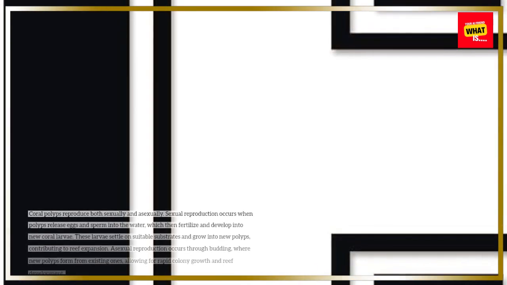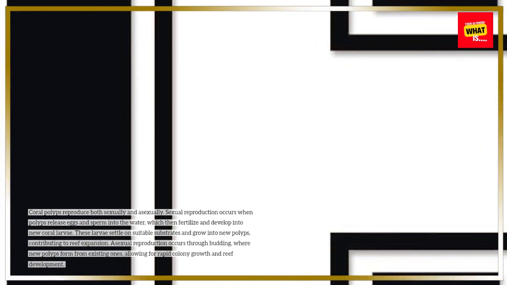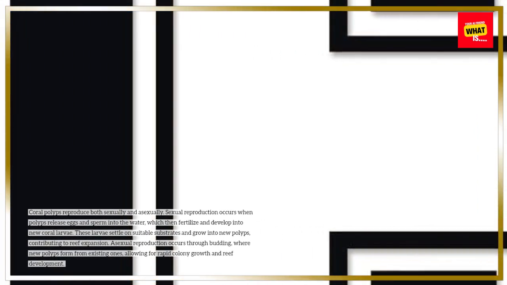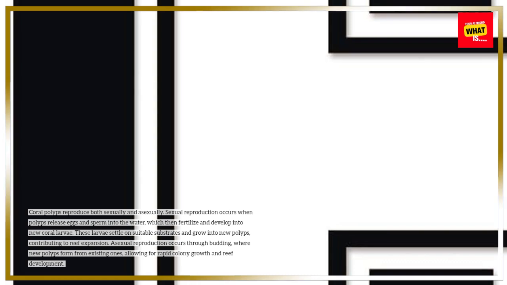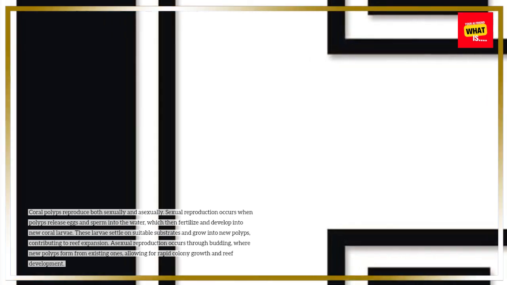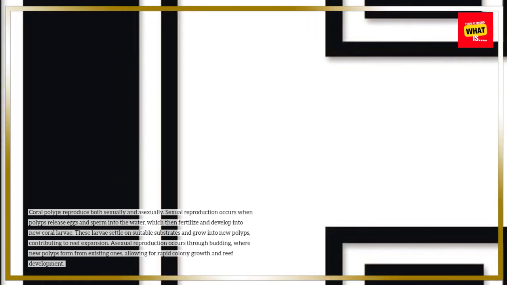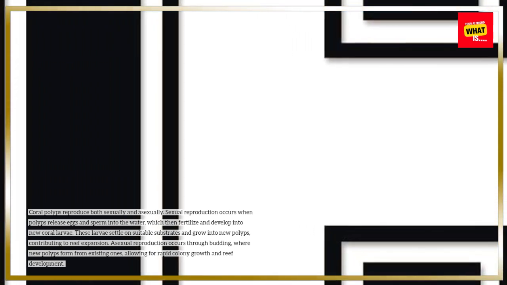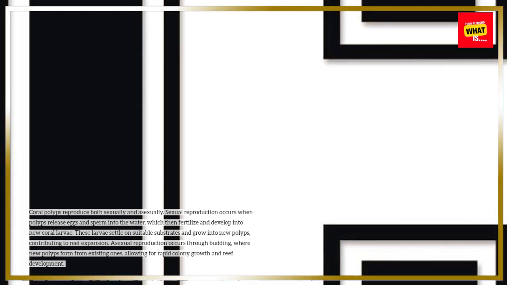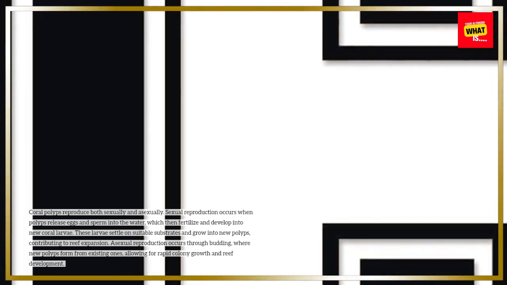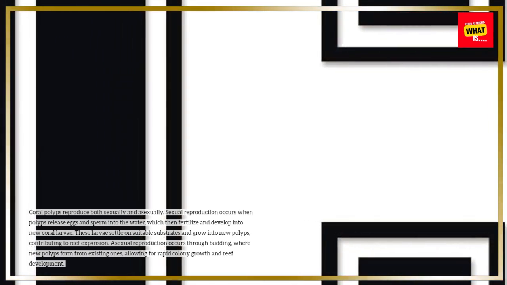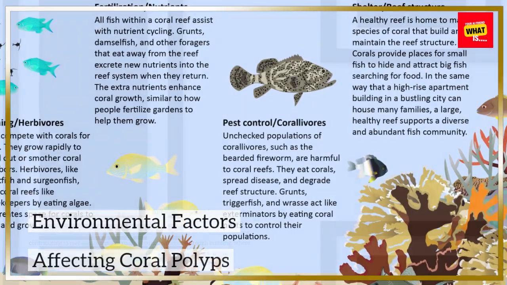Reproduction and reef expansion. Coral polyps reproduce both sexually and asexually. Sexual reproduction occurs when polyps release eggs and sperm into the water, which then fertilize and develop into new coral larvae. These larvae settle on suitable substrates and grow into new polyps, contributing to reef expansion. Asexual reproduction occurs through budding, where new polyps form from existing ones, allowing for rapid colony growth and reef development.